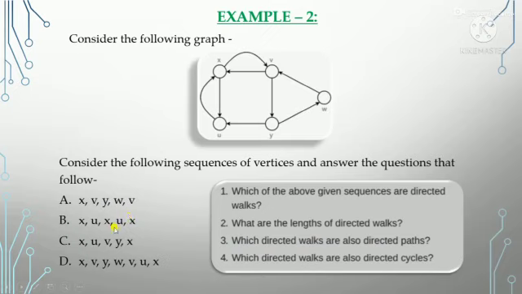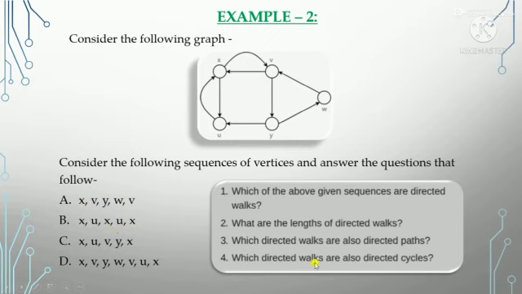First of all, we have to discuss only A and B, because only A and B are walks. These others are not walks. So now we have to check only the A and B options here. Which becomes the directed path? Here you can see that no vertex is repeated, so it becomes a path. But here the vertices are repeated, so it does not become a path.